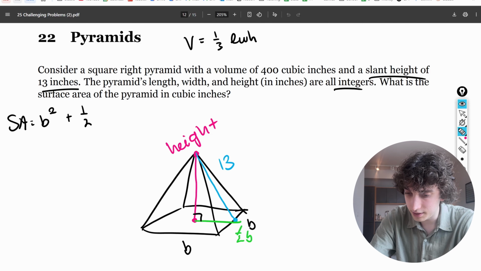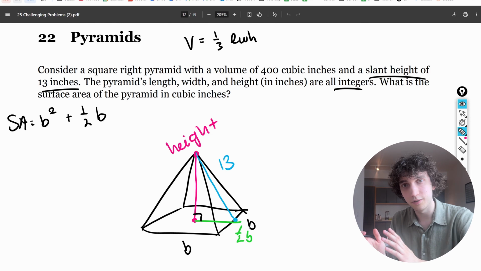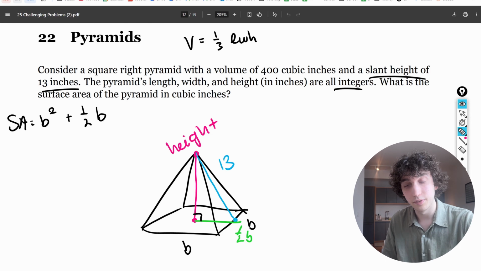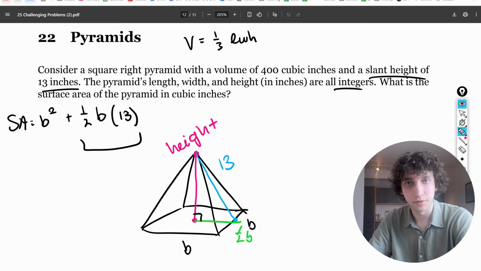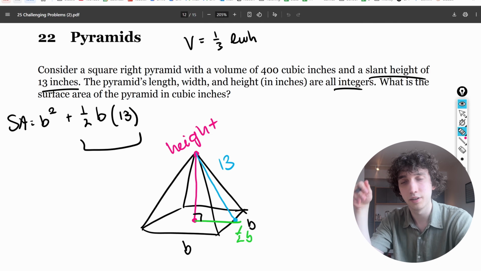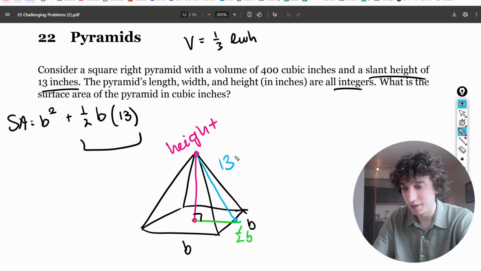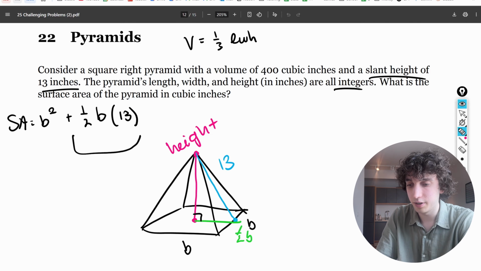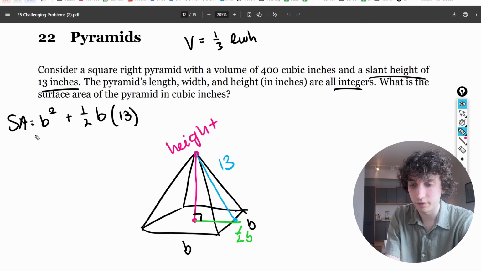The base is indeed the base, but the height is not the height of the pyramid, right? The height of these triangular faces is the slant height of the pyramid. So it's actually 13. This right here is a huge mistake that plenty of students are going to make. They're going to see height and they're going to put an h, and they actually aren't referring to this h, they're referring to this h, and everything goes wrong. So make sure you're very deliberate. It is 1/2 times the base times the slant height. And so this is what we're solving for: b squared plus 1/2 times b times 13.